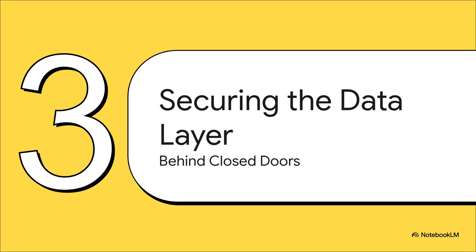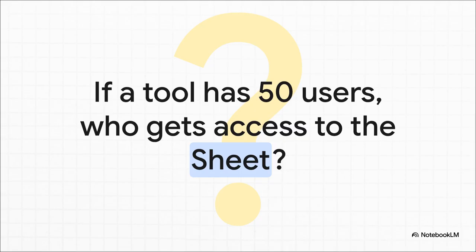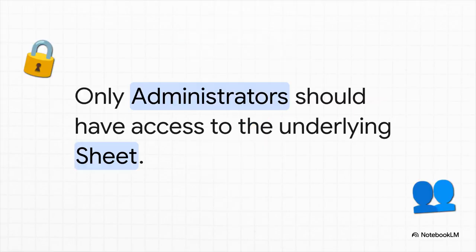All right, let's shift gears to Section 3, securing the data layer, keeping things behind closed doors. Here's a real-world scenario to chew on. If an Agua Fria district tool has, say, 50 users actively utilizing it, who actually gets access to the underlying Google Sheet? Seriously, think about that for a second. The answer? Only administrators. That's right. Those 50 users should absolutely never have access to the underlying sheet itself.